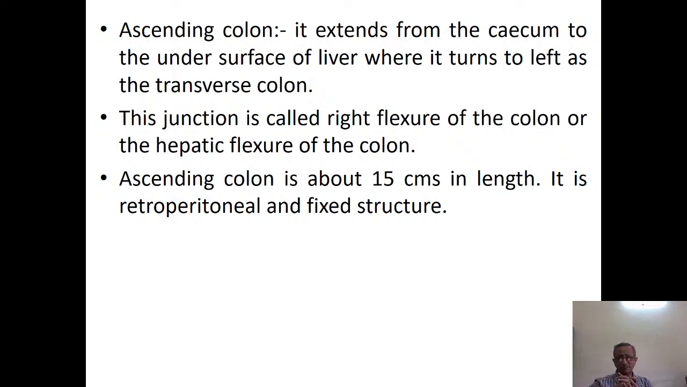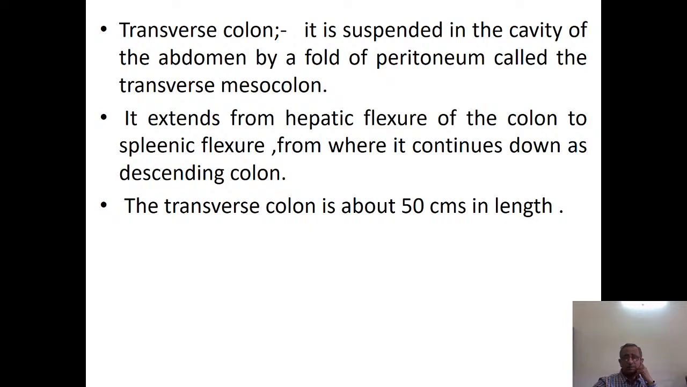The ascending colon is about 15 centimeters in length, and it is retroperitoneal and fixed. It's about 15 centimeters in length, whereas the caecum is about 6.5 centimeters only. Transverse colon: it is suspended in the cavity of the abdomen by a fold of peritoneum called the transverse mesocolon. It extends from the hepatic flexure of the colon to the splenic flexure, from where it continues down as the descending colon. The transverse colon is about 50 centimeters in length.